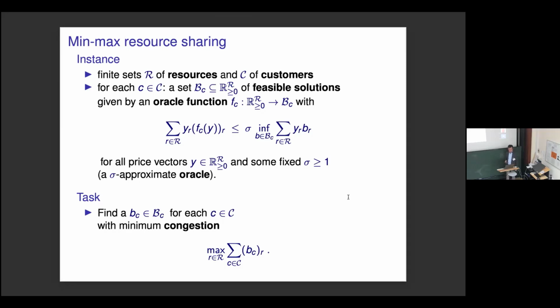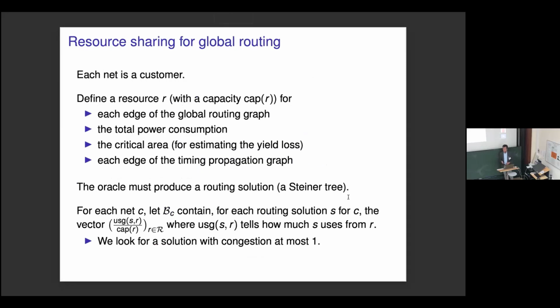We use continuous approaches to solve discrete problems here. So we take the convex hull of the solution sets. And that's the min-max resource sharing problem. Now once again, to apply this here in global routing, the resources could be the edges of the global routing graph, but also something like total power consumption, which you want to bound for your chip. You just define an extra resource.